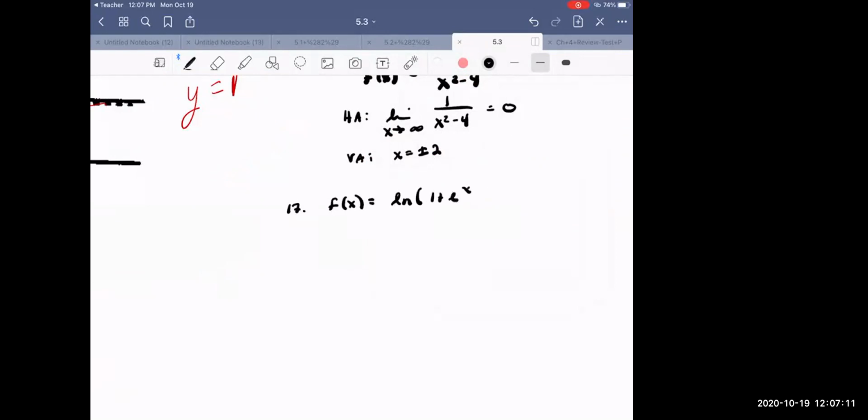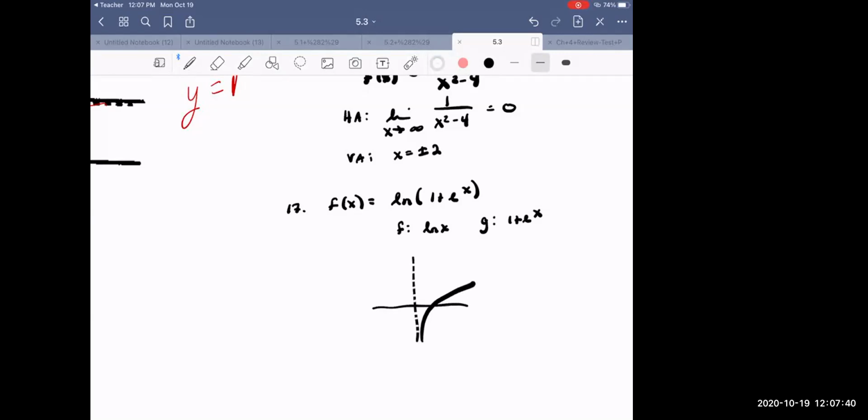Chain rule, right? I want you to think about this very carefully. We know that the outer function, I'll just call it f, is ln x, and the inner function is 1 plus e to the x. If we think about these two functions on their own, we know that the natural log graph goes like this, right?